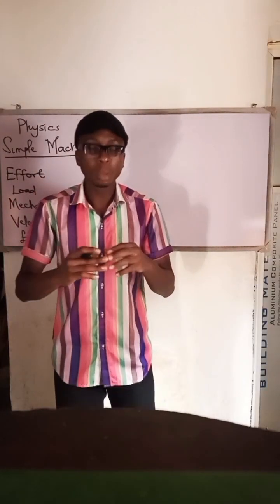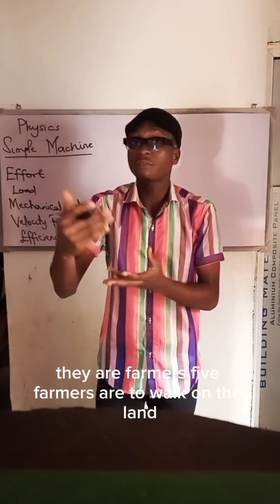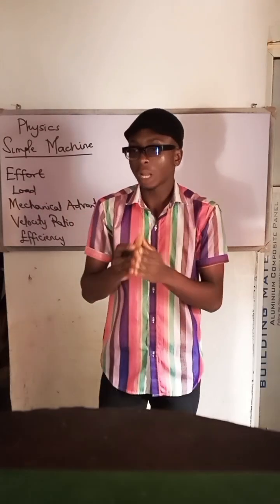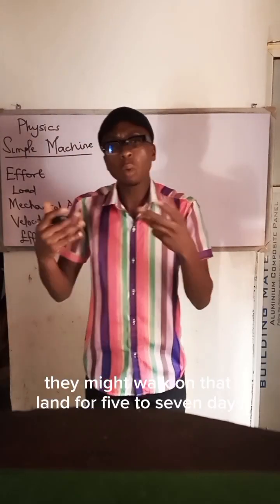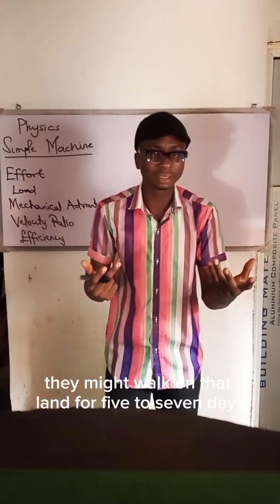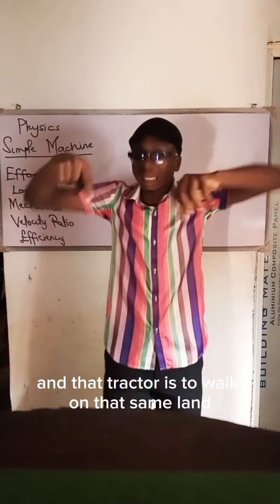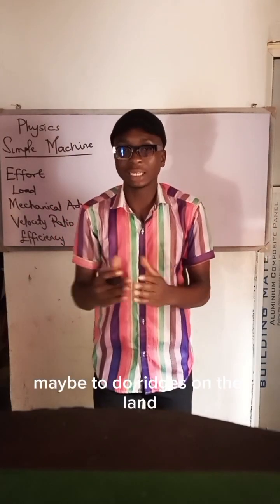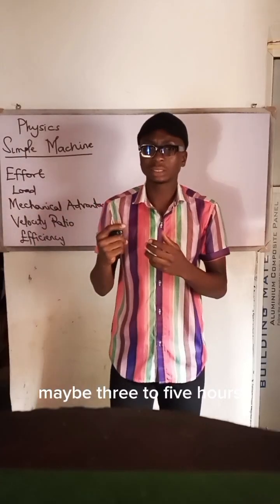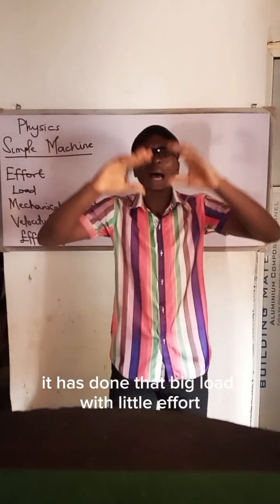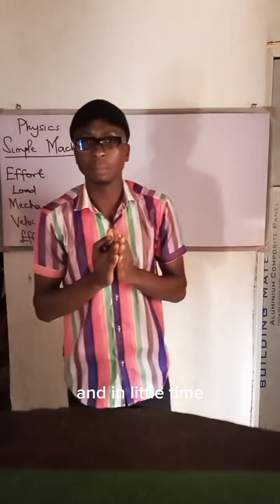Let's take an example. Maybe a very big plot of land. Five farmers are to work on the land, maybe to do ridges on the land. They might work on that land for 5 to 7 days. But let's say a tractor comes in to do ridges on that same land. That tractor will do the work in a few hours, maybe 3 to 5 hours. That is a machine. It has done that big load with little effort and in little time.